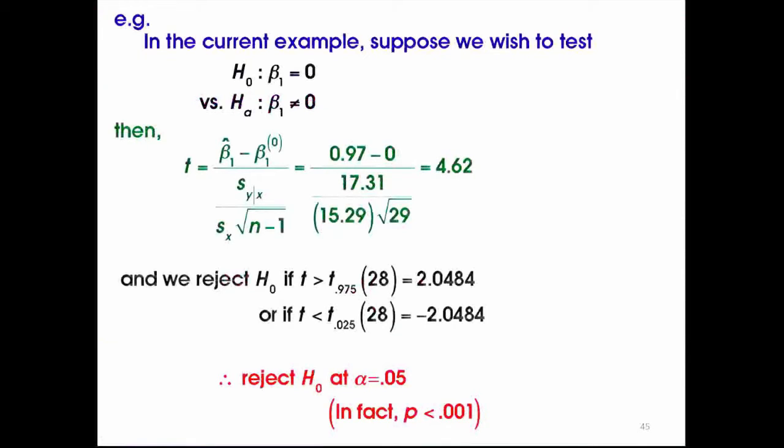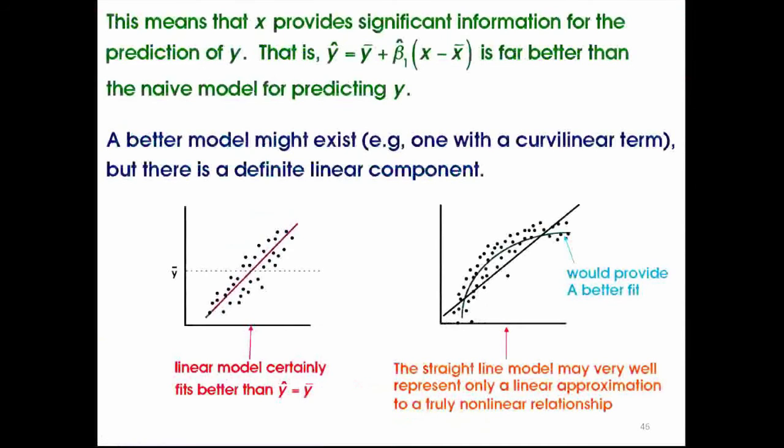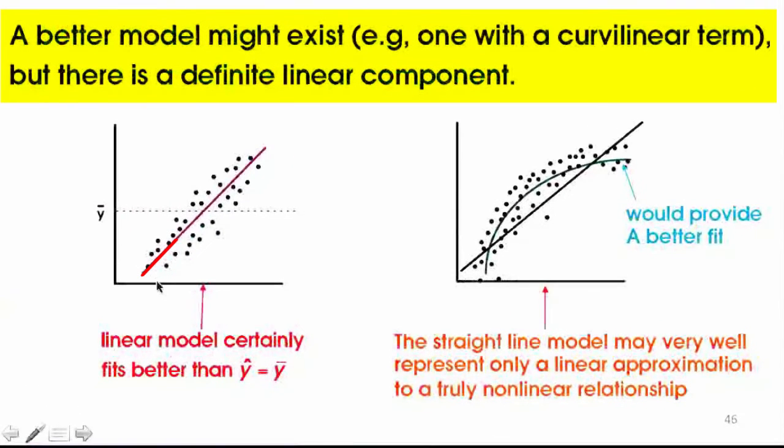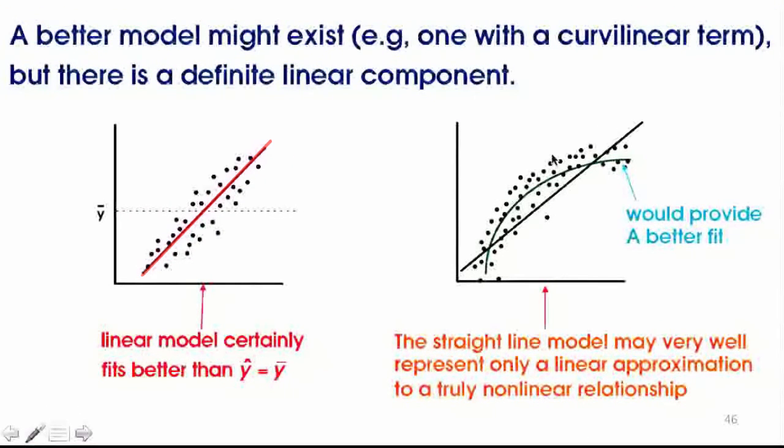So, in fact, the fact that the value of t is 4.62, and the fact that we reject the hypothesis at the p less than 0.001 level would suggest that this is an important predictor. So this model with age in it seems to be a far better model than the naive model in predicting y. Now, a better model might exist. It could be that you might have a model that has a curvilinear term, but there's definitely a linear term here. If there's a curvilinear term, that might provide a better fit, but that's something that we have yet to see.